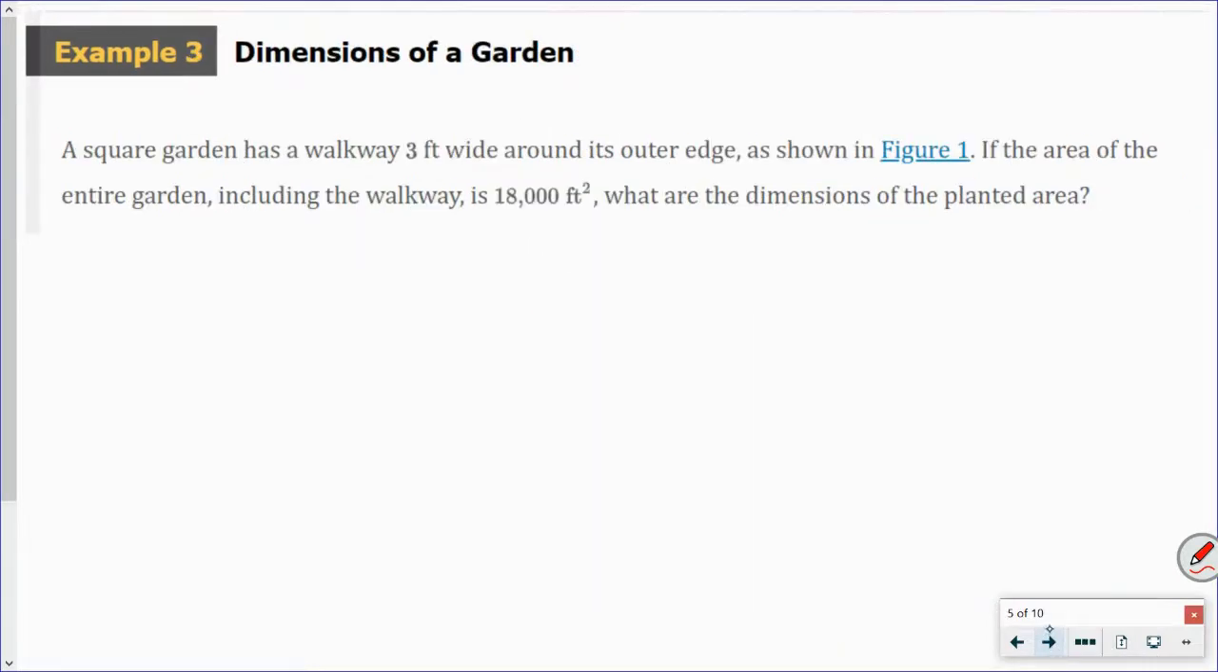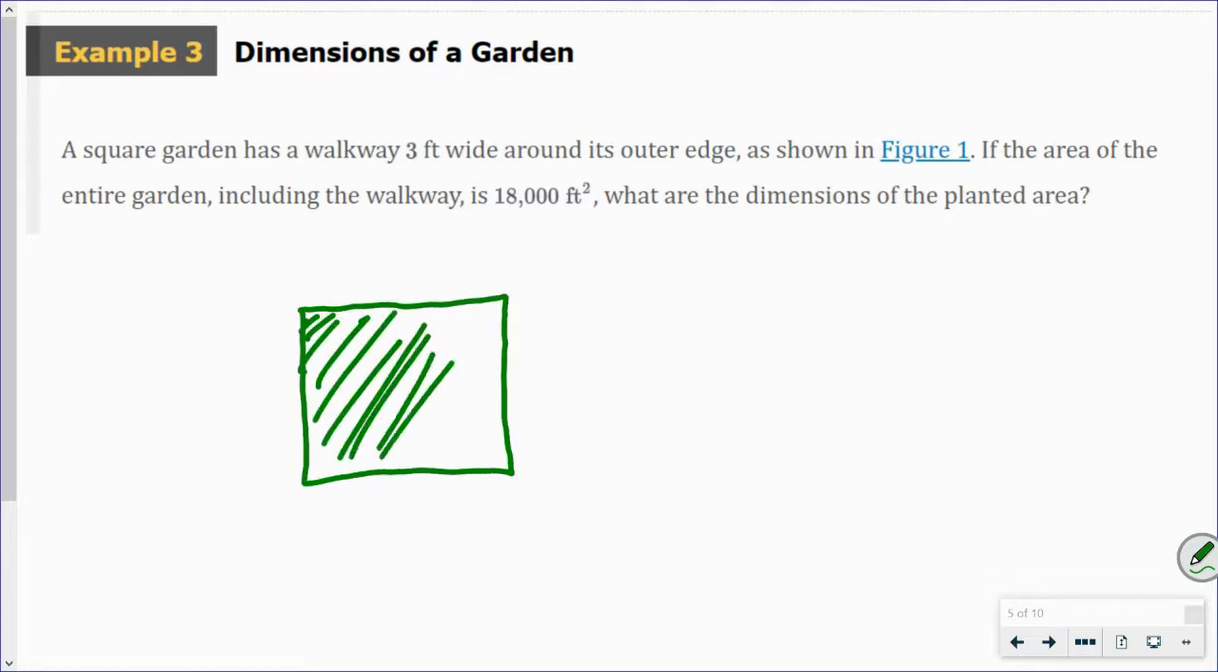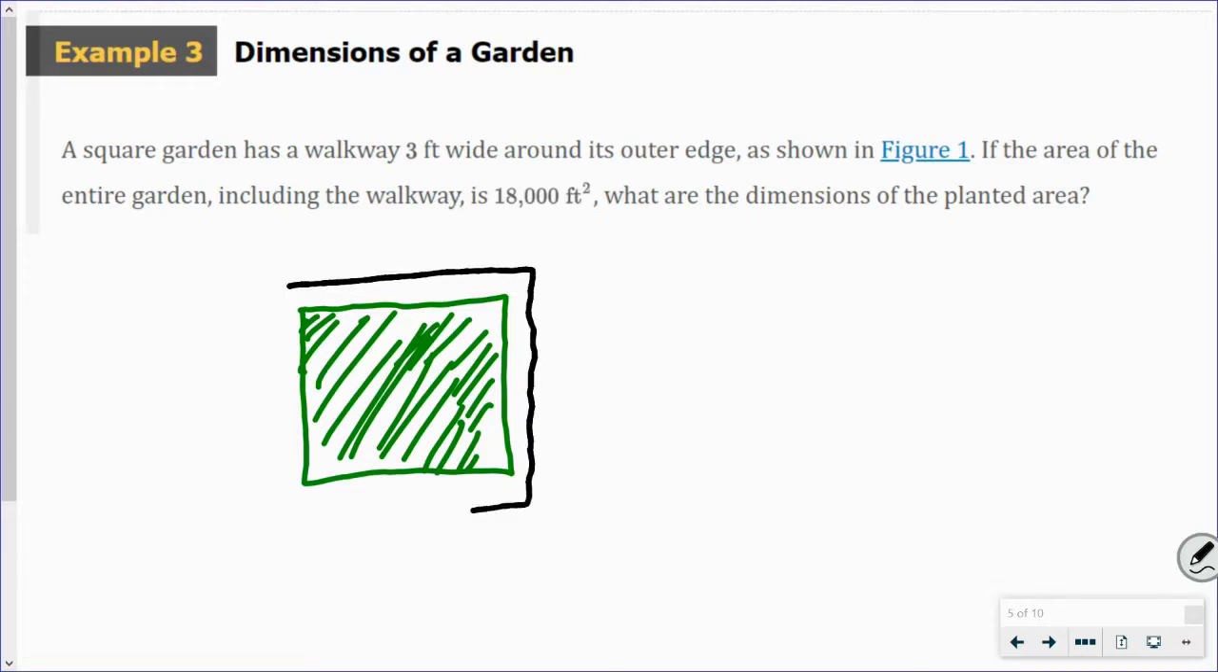Okay, a square garden has a walkway 3 feet around its outer edge, as shown in figure 1. I don't have figure 1, but this is what figure 1 had. It had a garden. And around that garden was a 3-foot walkway. So the picture looks something like this.